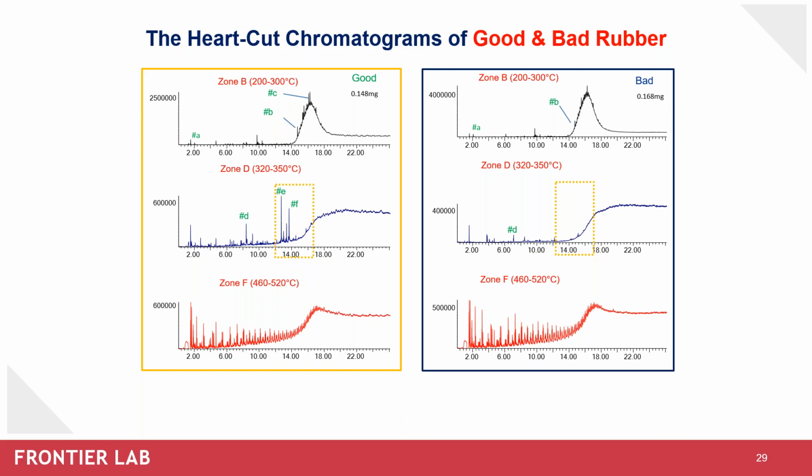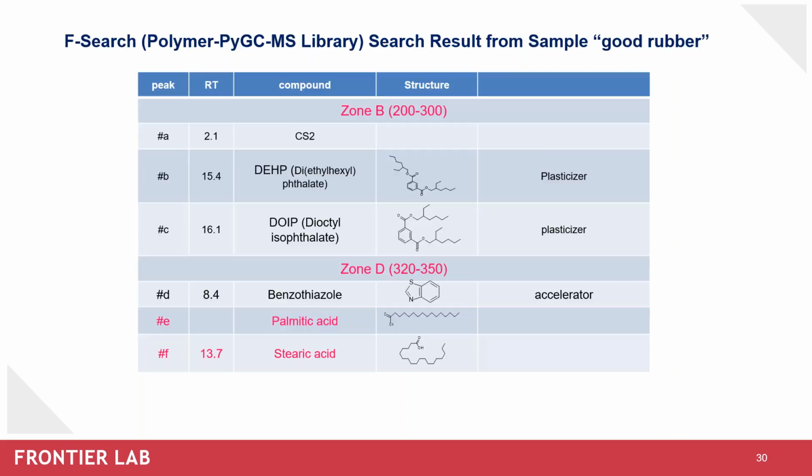But peak E and F are detected only in a good sample in zone D. The hydrocarbons are also detected in zone B in both samples, but the bad sample contains more hydrocarbons than the good one. And then the peaks in zone F are pyrolysis of the polymer. We already kind of figured out the polymer composition because we already ran a flash pyrolysis. Now, if you decided to not run a flash pyrolysis first and only did a hard cutting, you could still figure out the polymer composition from your zone F of the hard cut.